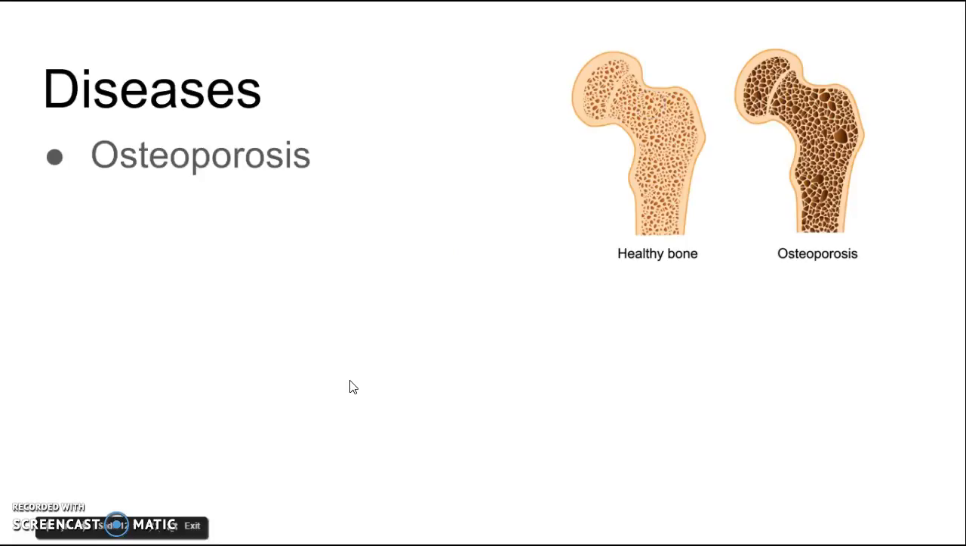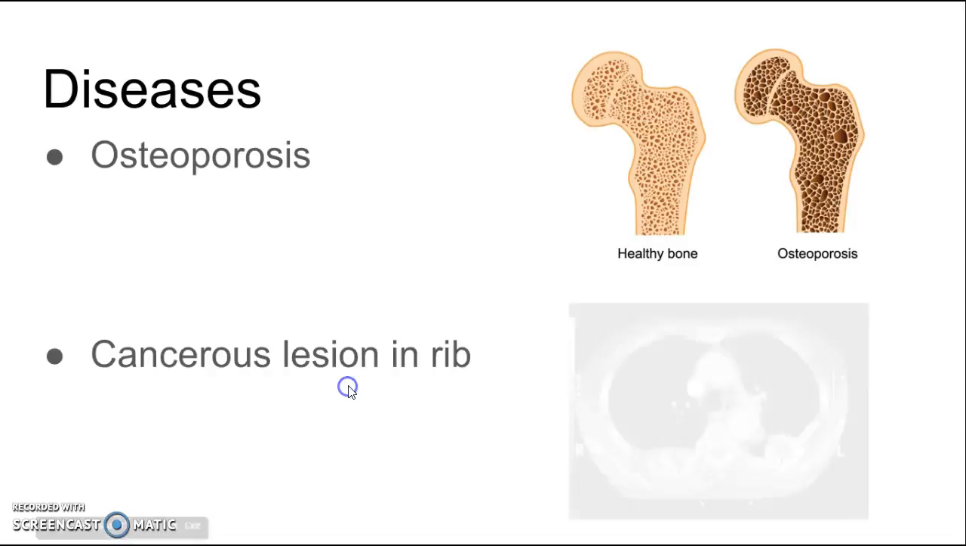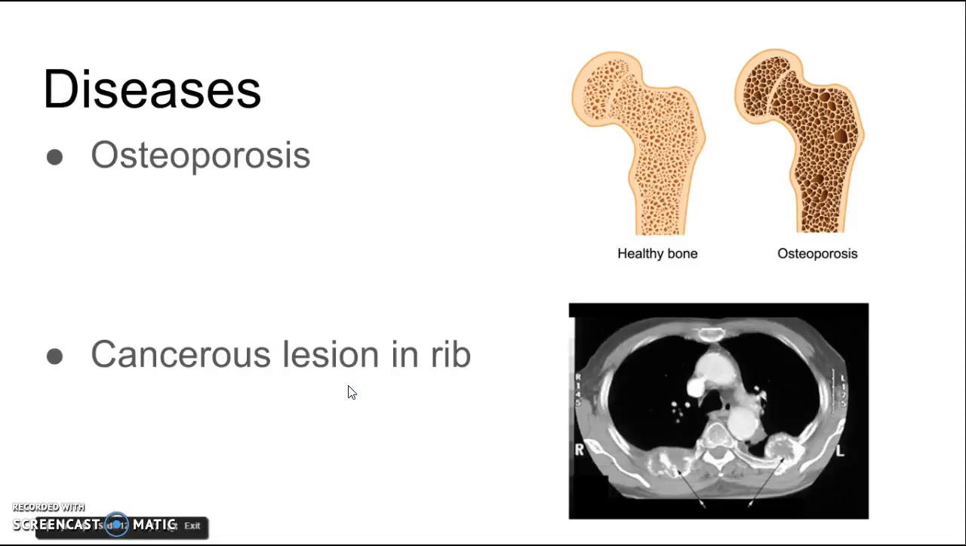For example, osteoporosis. Having this disease, in which your bones lose their density, makes you more susceptible to a bone fracture. Next, a cancerous lesion in ribs. A cancerous lesion can weaken the bone, making it more susceptible to breaks.